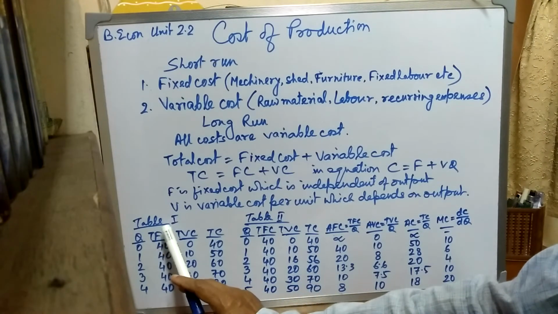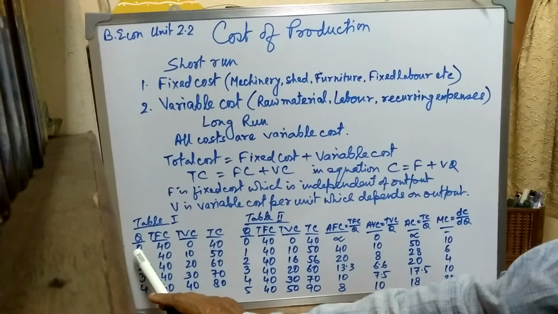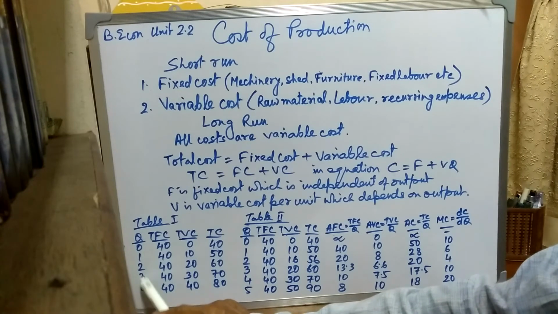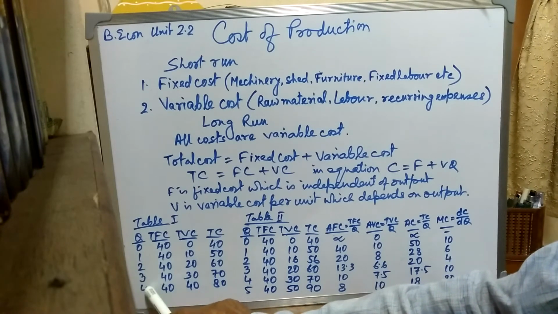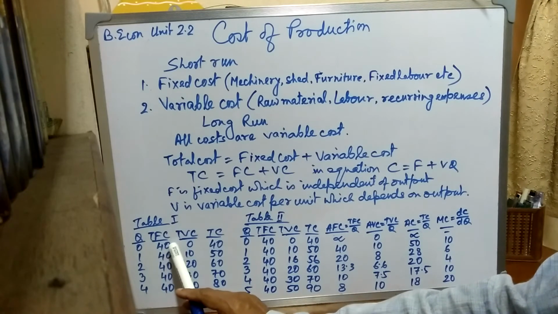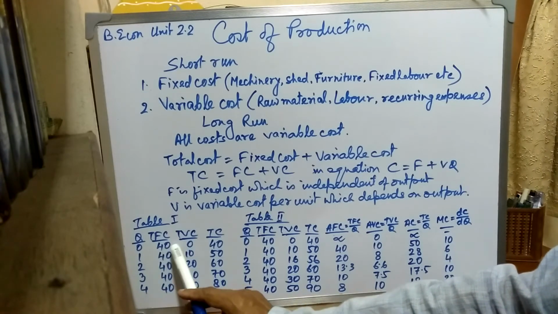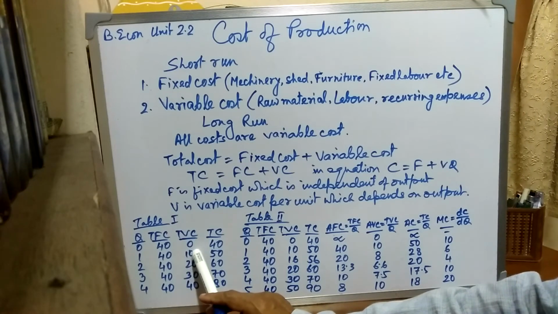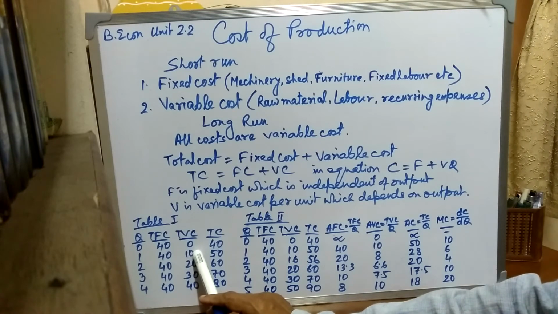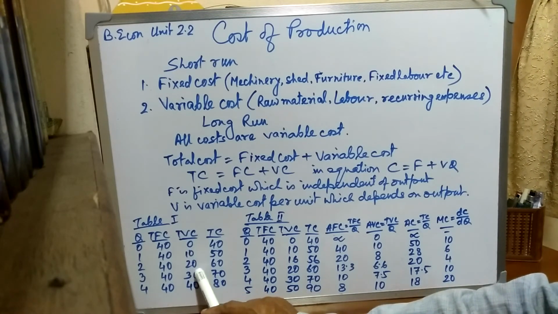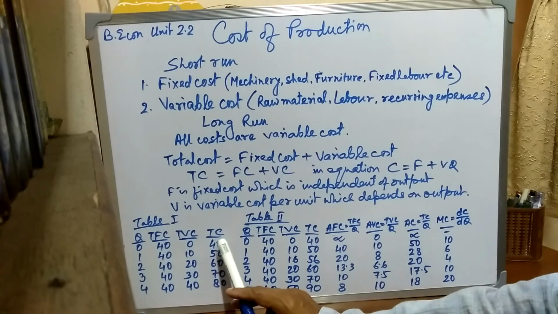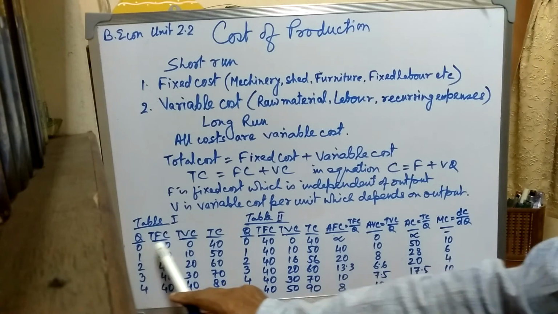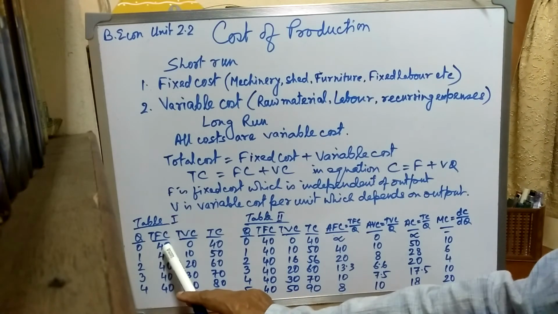Now, in table 1, you see that output level Q equal to 0, 1, 2, 3, 4. We are increasing the output level from 0 to 4. Then fixed cost will remain the same, 40, 40, 40, 40. It is assumed that 40 is the fixed cost. It is also assumed that for the production of the first unit of product, 10 rupees is required. For the second unit, naturally it will be 20, third unit 30 and 40. So total cost will be 40, 50, 60, 70, 80.